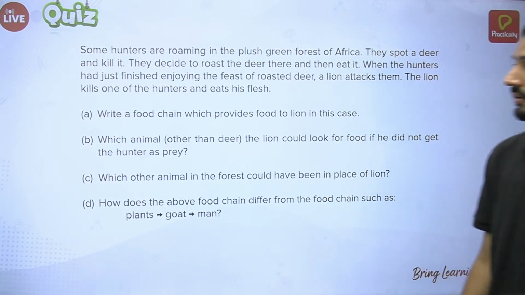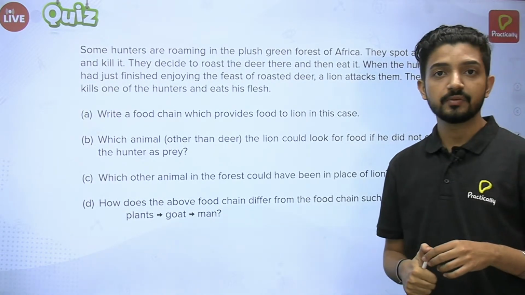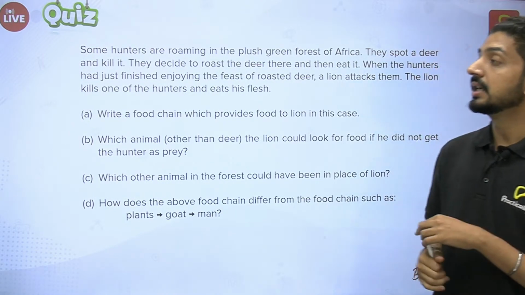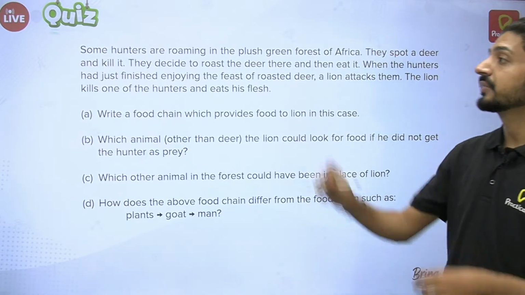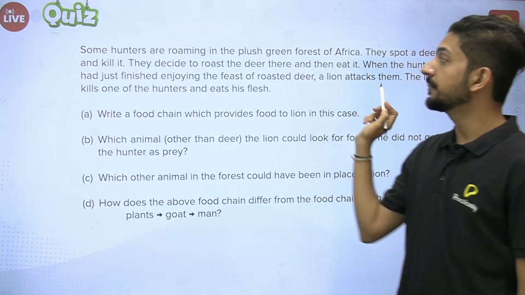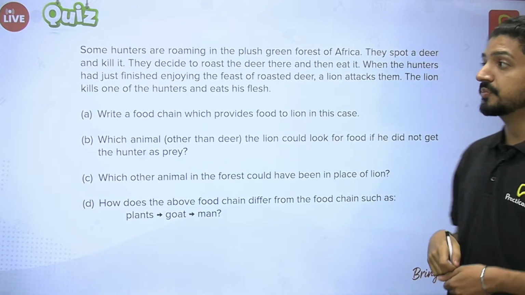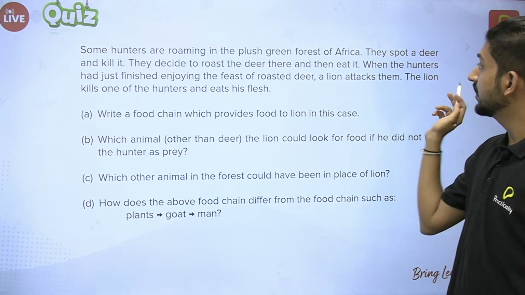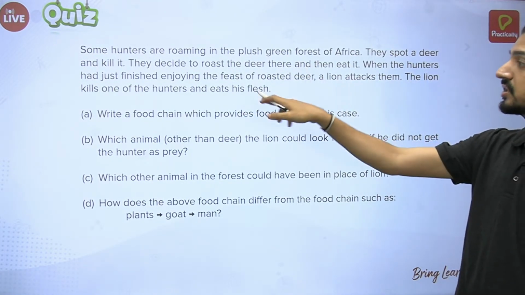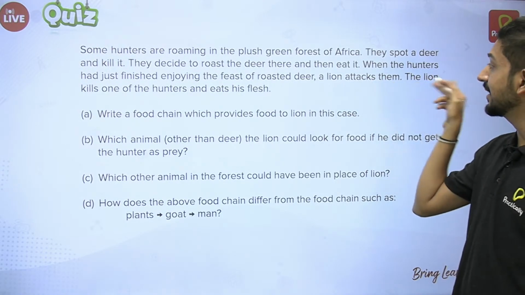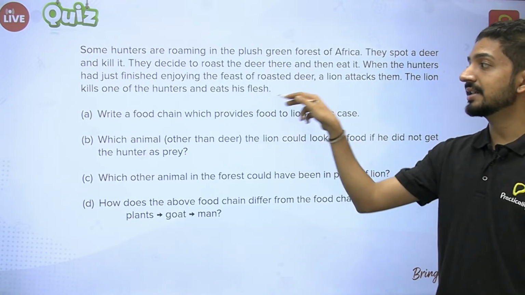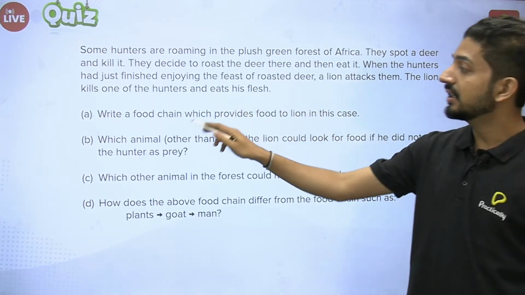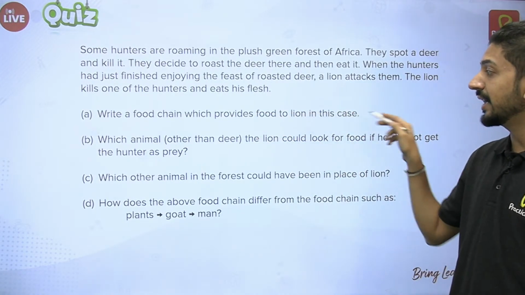Okay. Now here's another question from this sample paper. Let's see. This is from the environment section. Some hunters are roaming in the plush green forest of Africa. They spot a deer and kill it. They decide to roast the deer there and then eat it. When the hunters just finish enjoying the feast of roasted deer, a lion attacks them. The lion kills one of the hunters and eats his flesh. Write a food chain which provides food to the lion in this case.